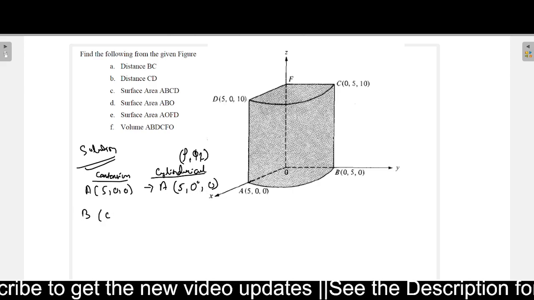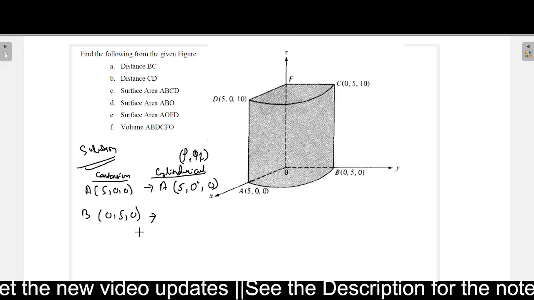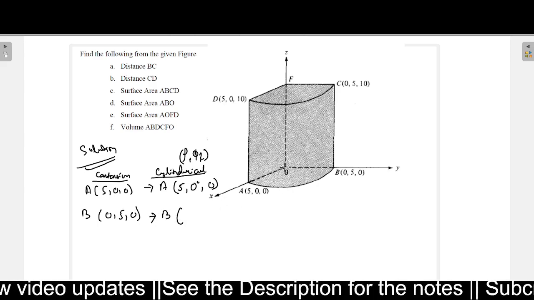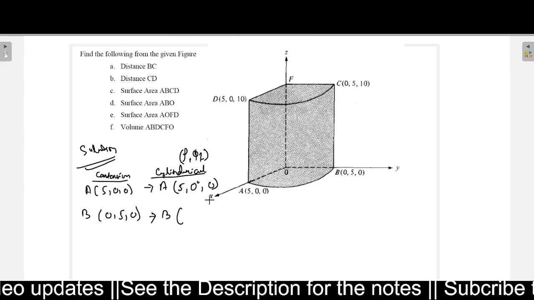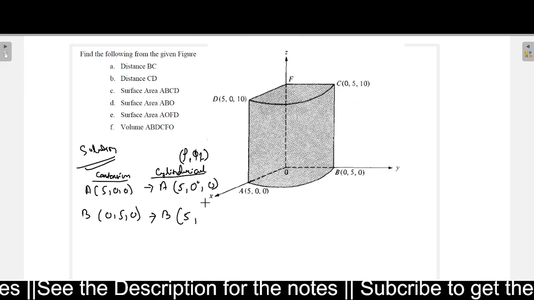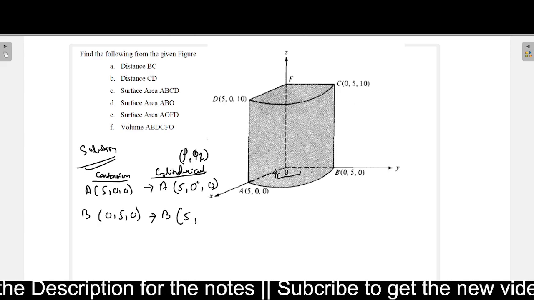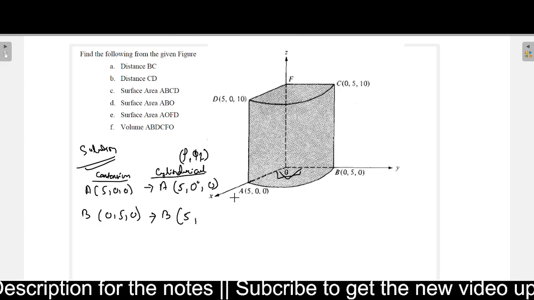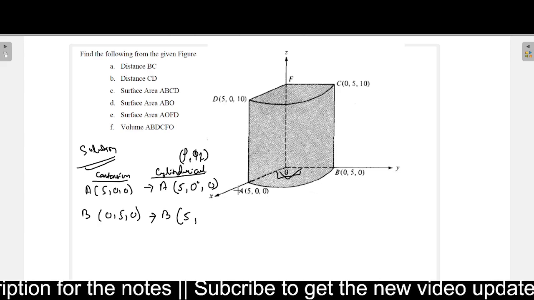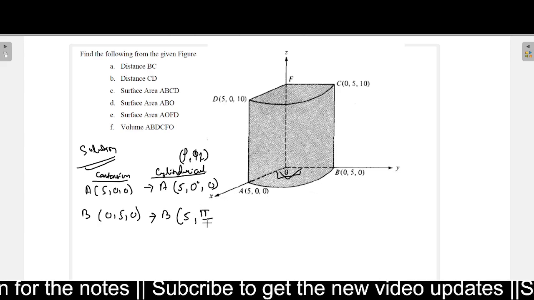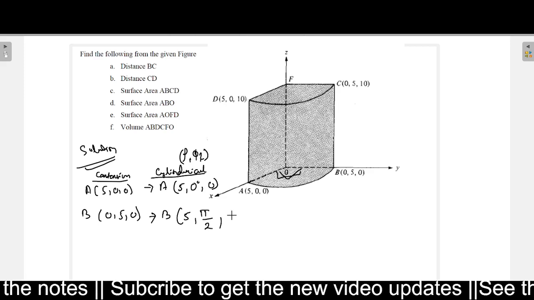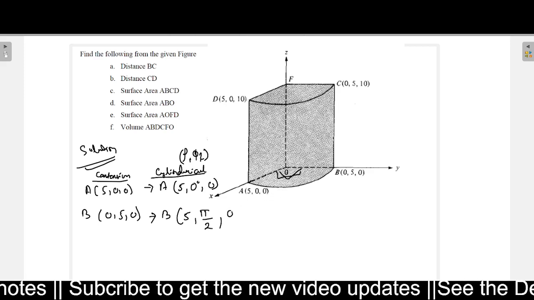So the B point is 0, 5 and 0, and that can be represented in cylindrical as follows. First is rho. Rho here is 5, comma. Now what is the angle here? If this is 0 degree, then this makes 90 degree. So x and y make a 90 degree angle with each other. So phi will be pi by 2, and next z. Z is 0 here.